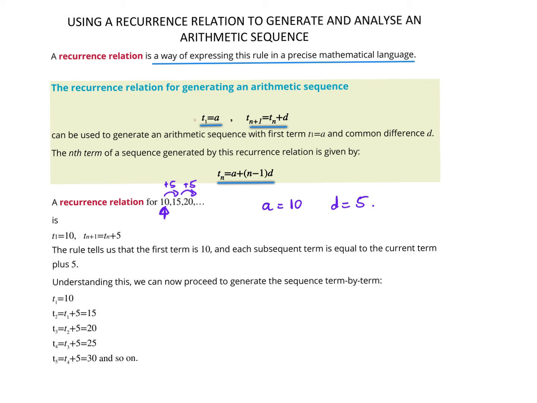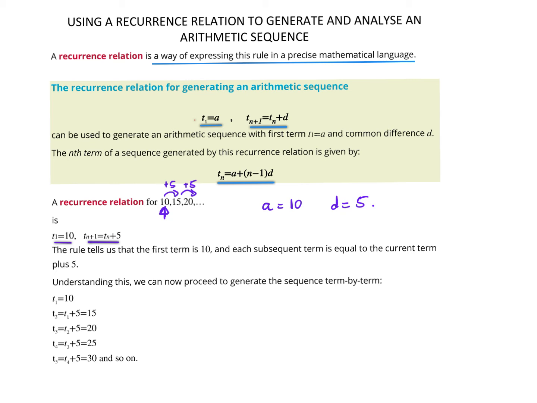So now with our recurrence relation, remember there are two parts. We always write the first term, so T1 is equal to 10. And the next term is equal to the previous term plus 5. So Tn plus 1 is equal to Tn plus 5. So we keep adding 5 onto the previous term to get the next term. So that's our recurrence relation.